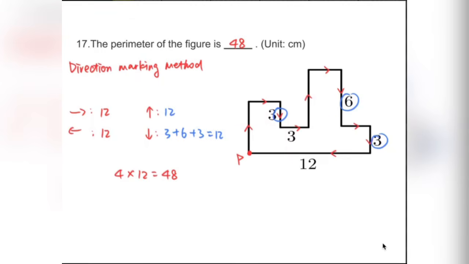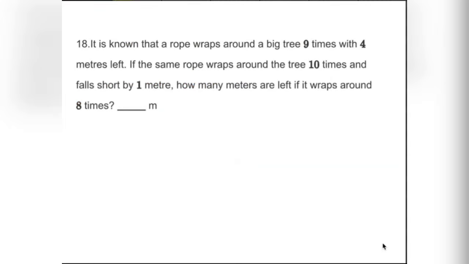Following this is question 18. It is known that a rope wraps around a big tree 9 times with 4 meters left. If the same rope wraps around the tree 10 times and falls short by 1 meter, how many meters are left if it wraps around 8 times? Everyone, you see that the length of one circle of the tree doesn't change, and the total length of the rope doesn't change, right? But we wrap the rope a different number of times.